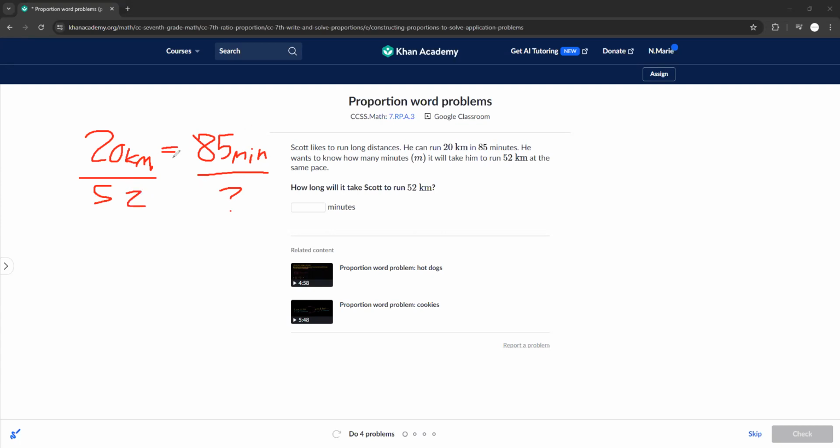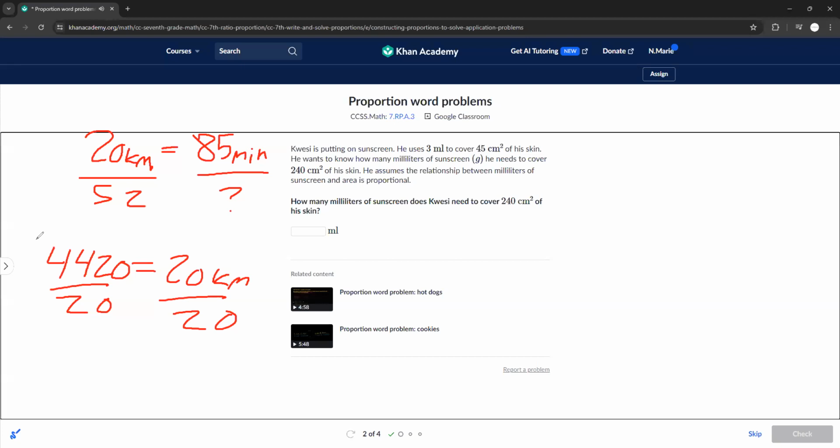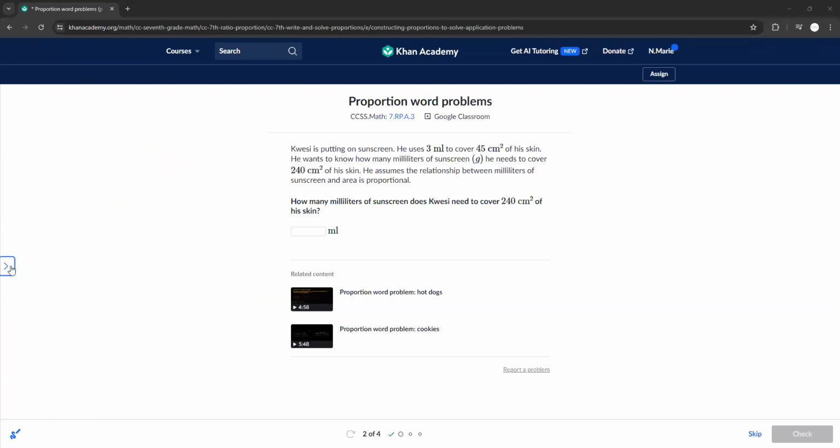Set these up as proportions. You can set them up the way that you want, as long as you set them up correctly. And then you're going to cross multiply and solve. 85 times 52 is 4,420. And that is equal to 20 kilometers. And we're going to divide both sides by 20. 4420 divided by 20 gets us 221. 221 minutes. So for these, you're just setting up proportions, you're cross multiplying and solving.